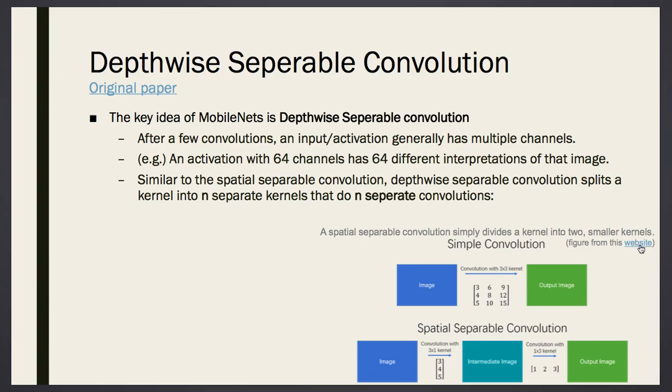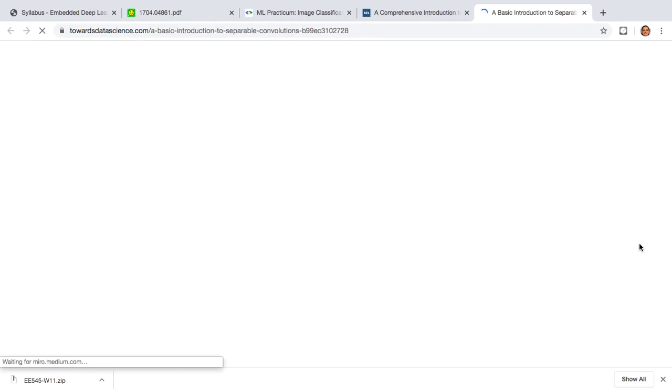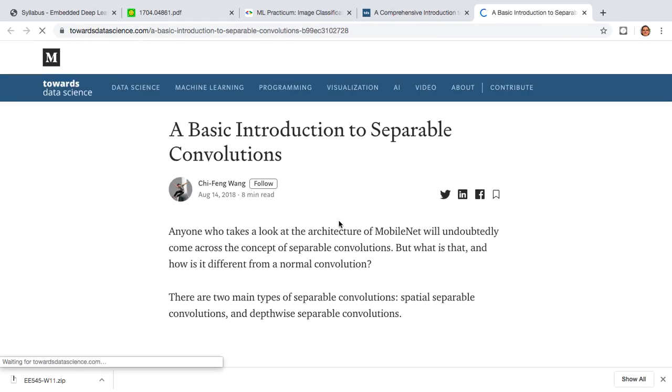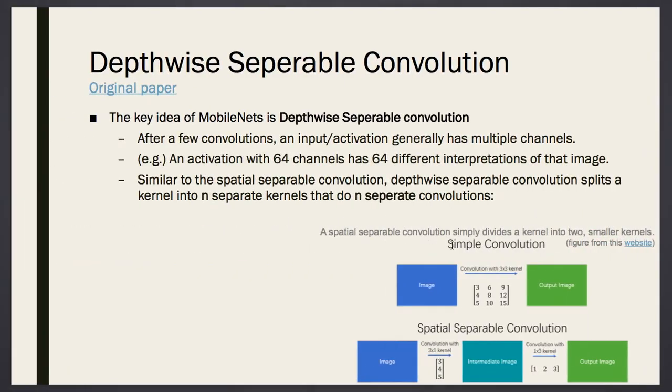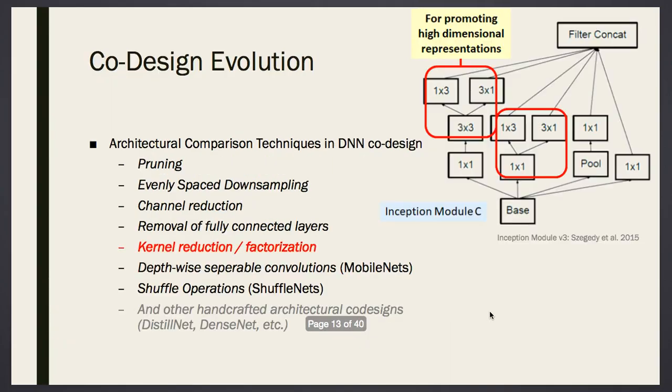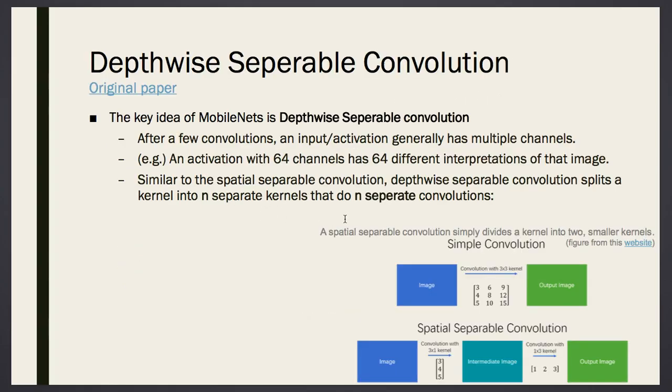You should just visit this website. It is a basic introduction to separable convolutions. If you're interested in what separable convolution is, it explains very well. So the idea in separable convolutions in the spatial domain is this. However, what we are going to do is this separation in the depth dimension, not the spatial dimension, because in Inception module C, it is done in the spatial dimension. We are going to do it in the depth dimension, guys.